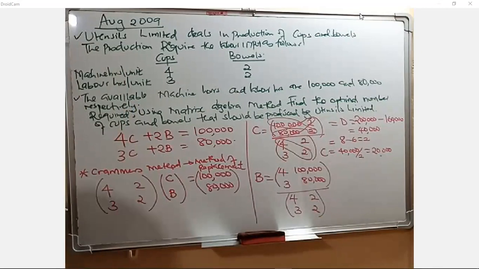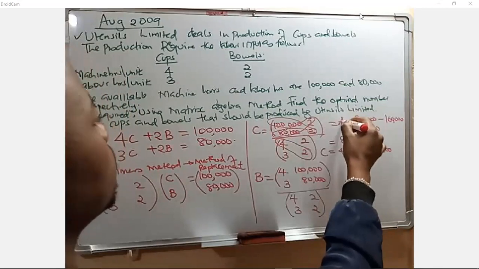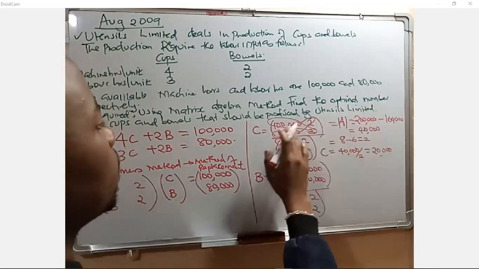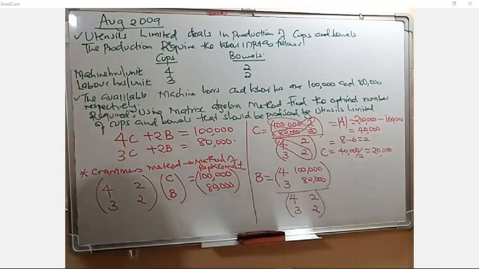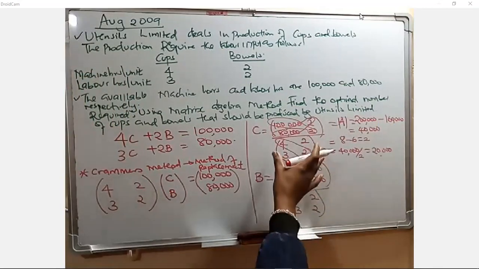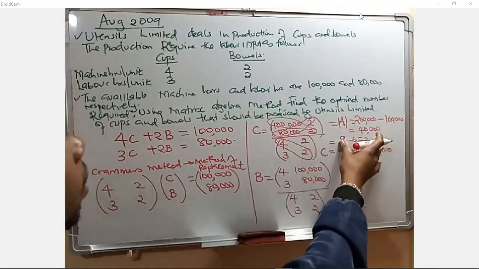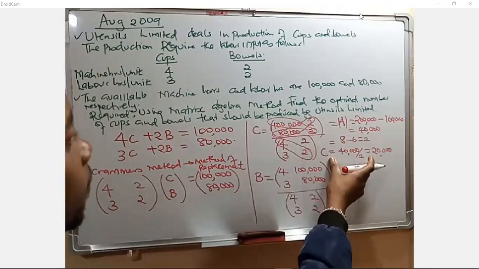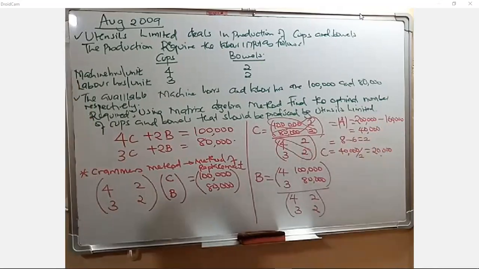This is the value for the determinant. Your determinant for the upper matrix is 40K. The denominator matrix, the determinant there is 2. So what is the value of C? You divide the two determinants. 40,000 divided by 2, you get 20,000.